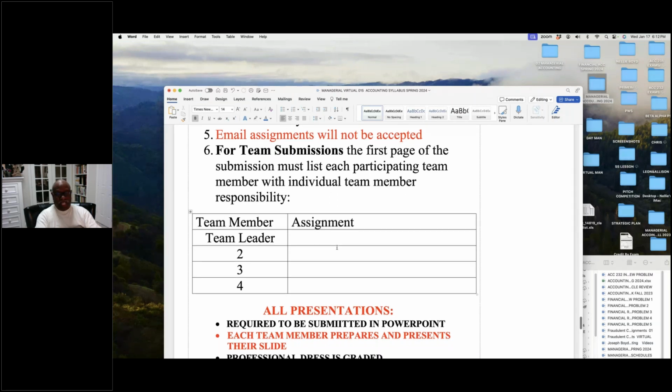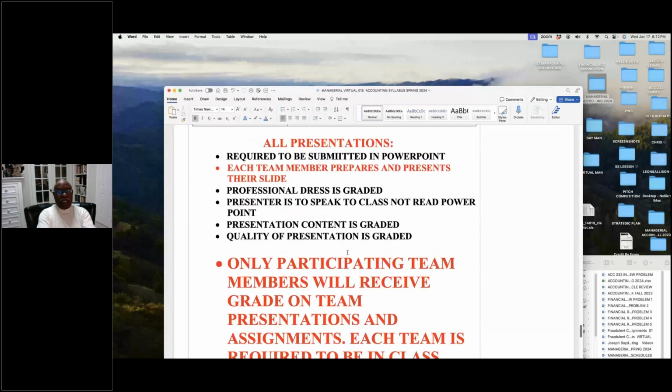When you have a presentation, that'll be in PowerPoint. Each member on the team prepares a PowerPoint slide. It'll be professionally dressed. You speak to the class, not read the PowerPoint. A PowerPoint is not a paragraph, but major points. So you don't include a bunch of writing on your PowerPoint. I grade the content and the quality of the presentation.